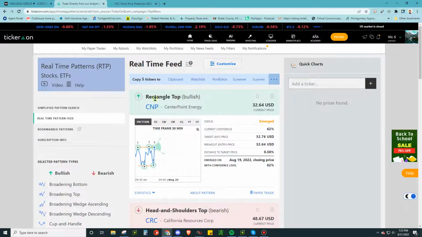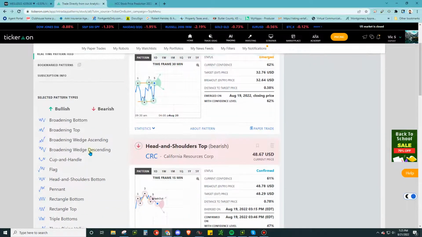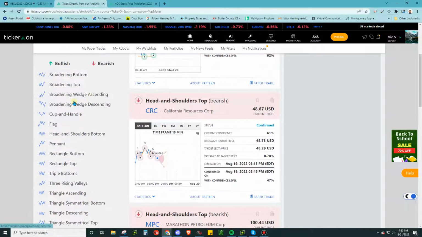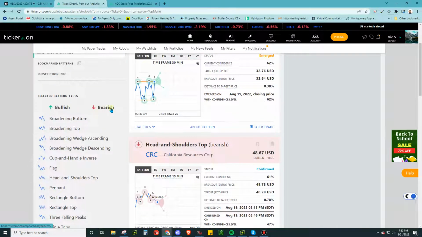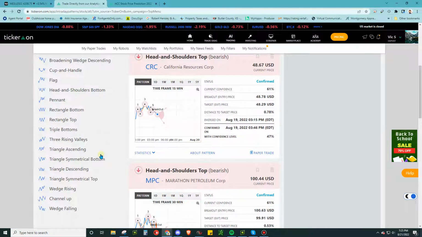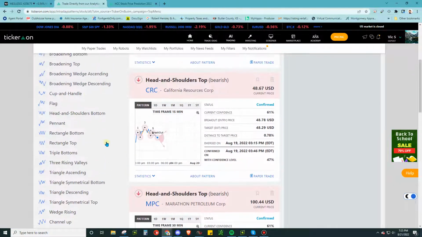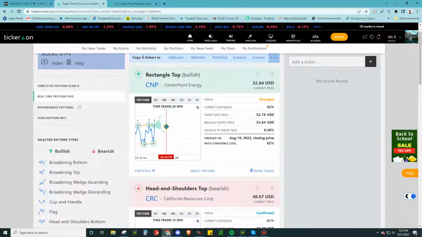The engine is going to be searching for all these different patterns. It's going to be scanning bullish and bearish, but we're only going to be looking for the bullish ones because that's what our screen was. It's going to be looking through all of these and then giving us the real-time patterns.